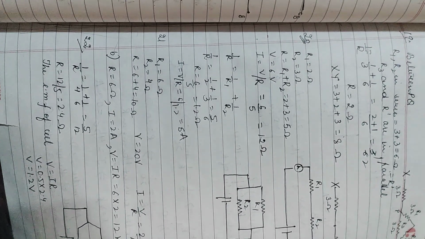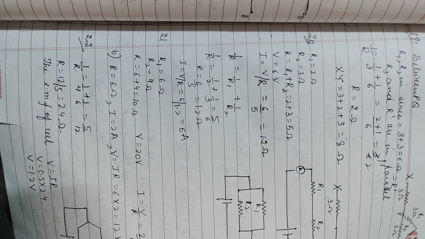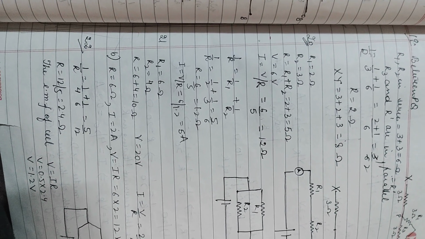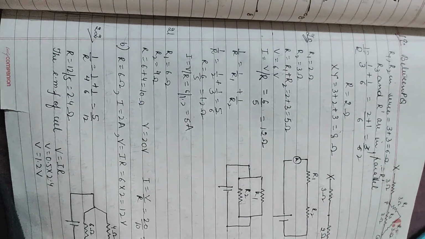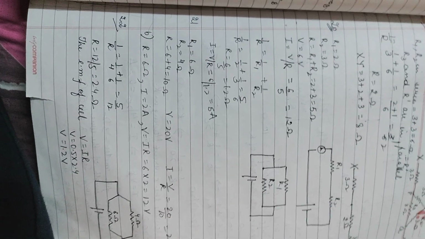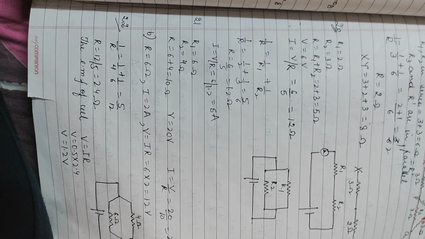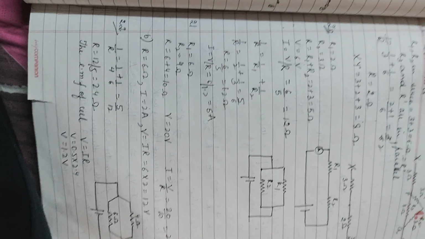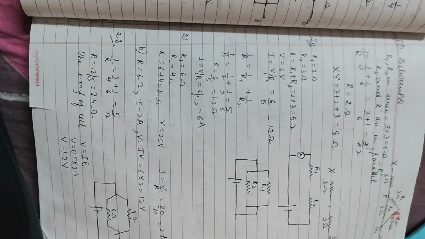Now for each case we have to calculate the current through the battery. Very simple: I is equal to V upon R. In both cases R will be different, so the value of I will be different. And we are not going to take internal resistance, as they have given us that it is negligible.